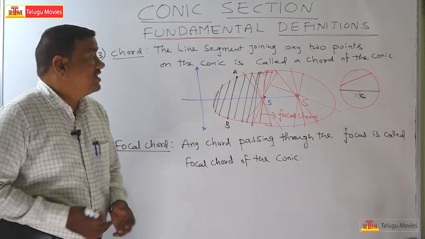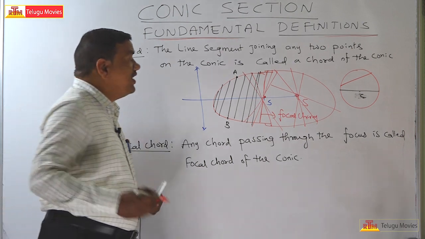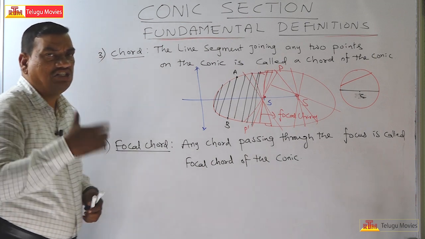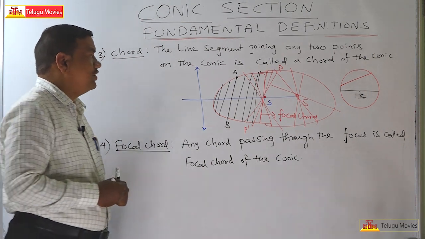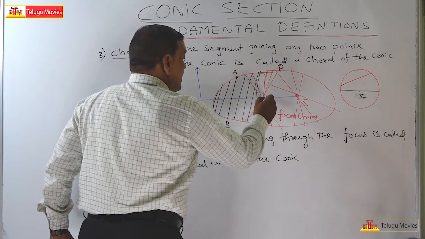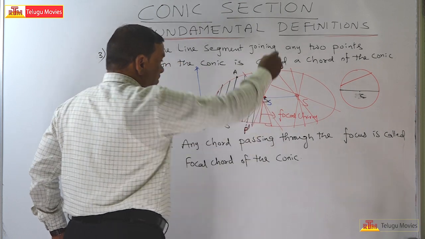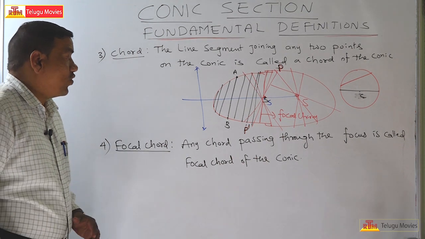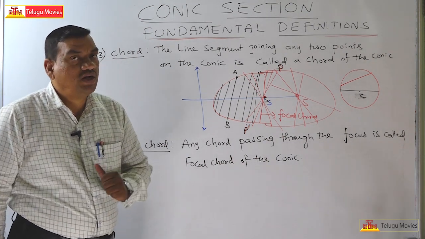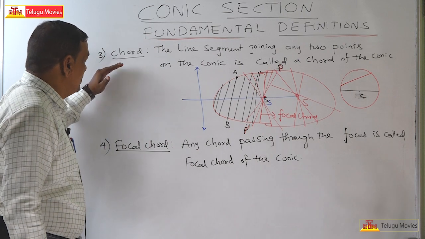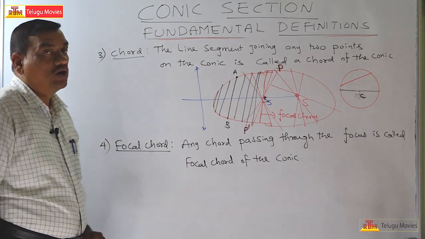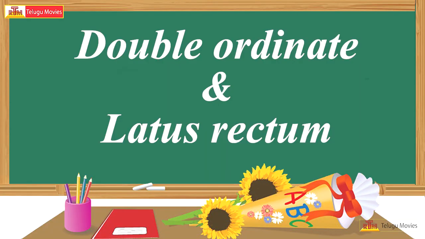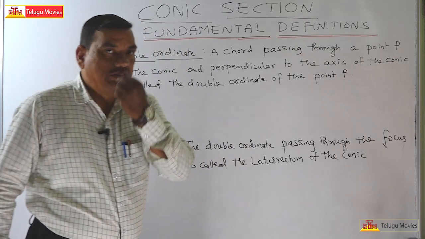In general, we represent a focal chord with P, S, P dash. Other letters can also be used, but in general these 3 letters are used to represent the focal chord. I hope you understand these 2 definitions, that is, a chord and a focal chord. Let us see 2 more definitions, very, very important.